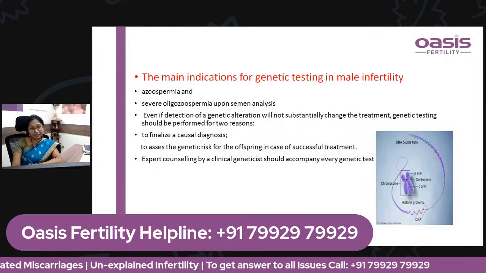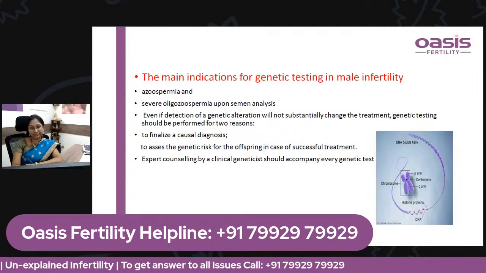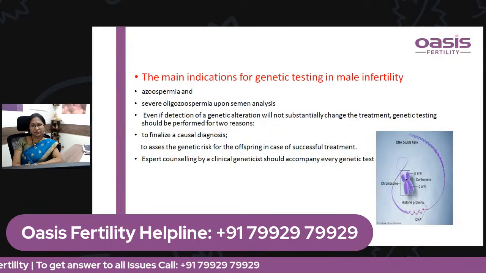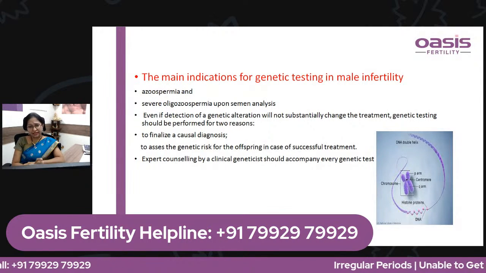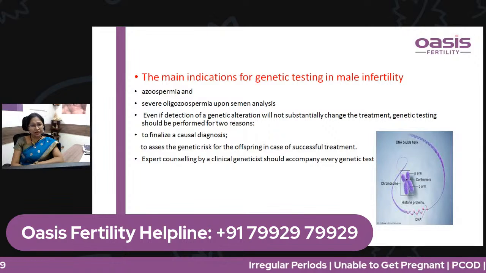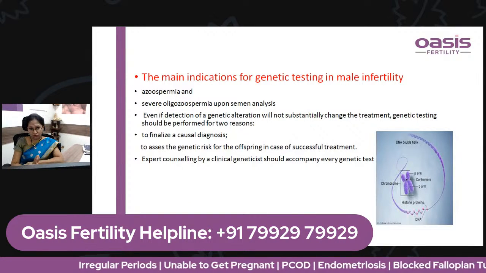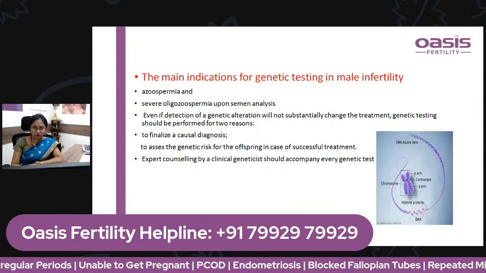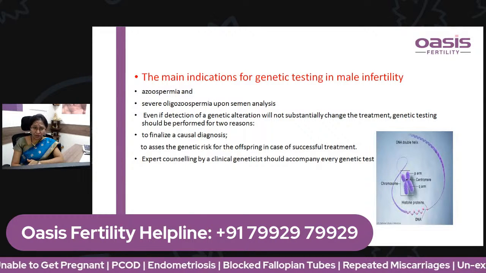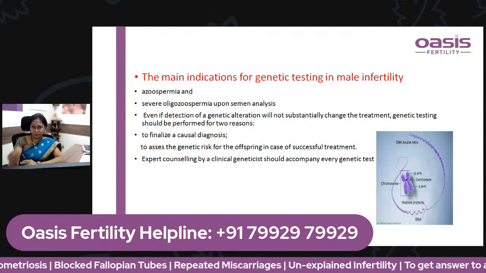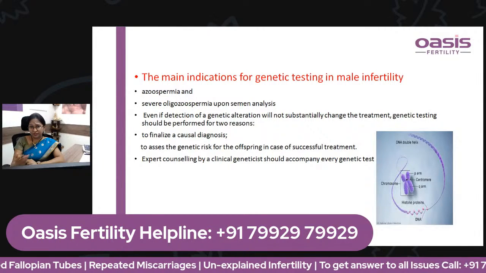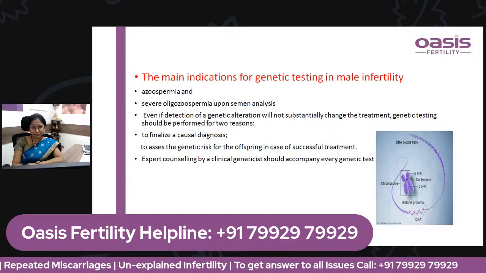The main indication for genetic testing in male infertility is this: when a male person comes and we check the semen analysis, if we find azoospermia or severe oligospermia, in these cases we can help them with genetic testing.